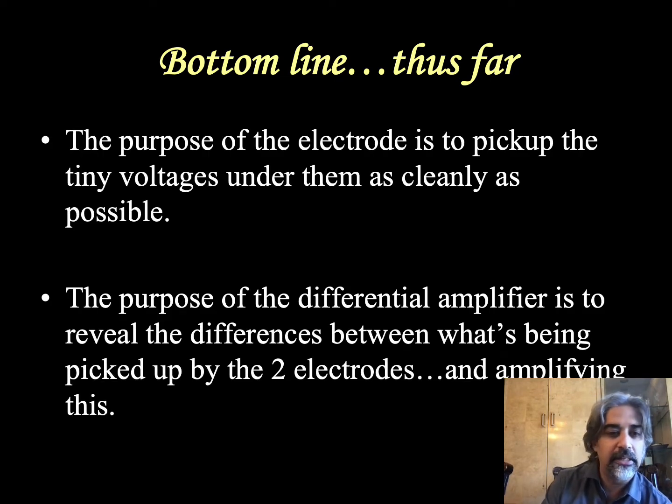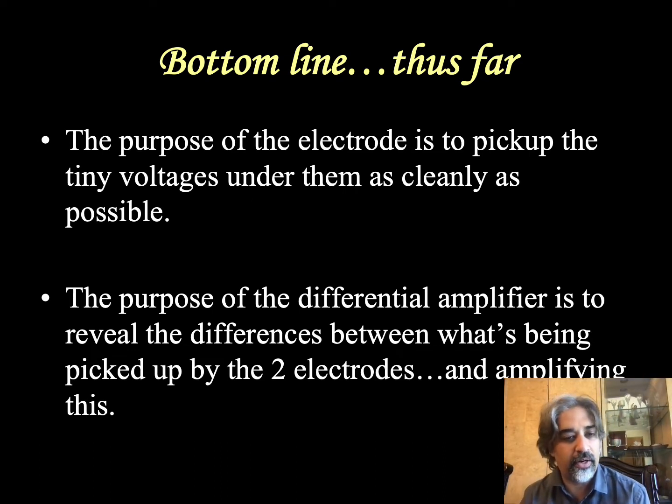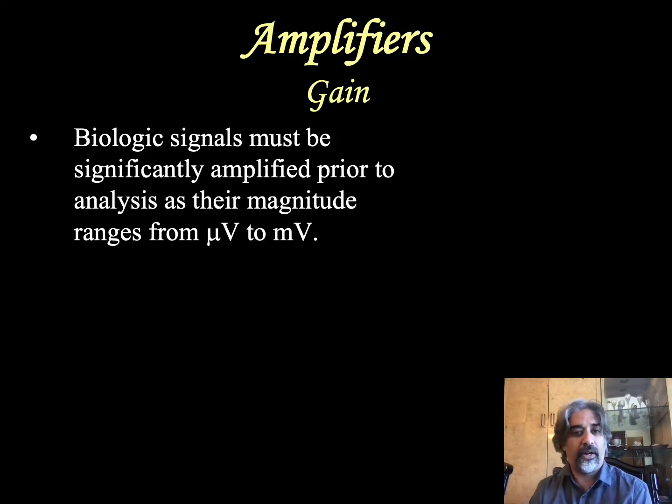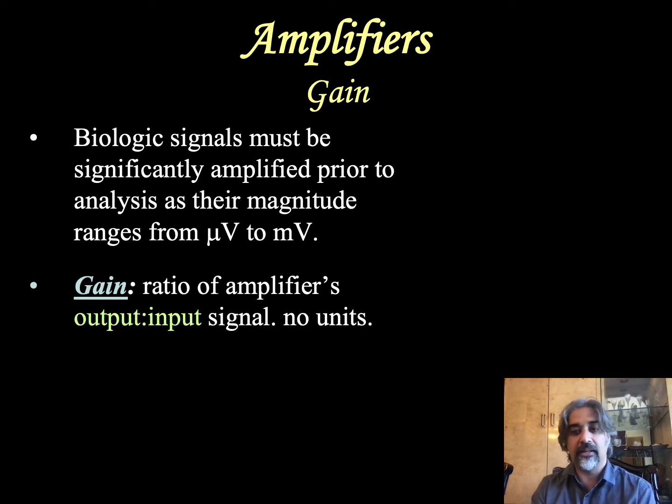cleanly as possible. The purpose of the differential amplifier is to reveal the differences between what's being picked up by those two electrodes and then amplifying that. An amplifier is basically anything that will make something larger. Biologic signals have to be significantly amplified prior to analysis, as their magnitude ranges from micro to millivolts. Gain is the ratio of the amplifier's output to its input signal.